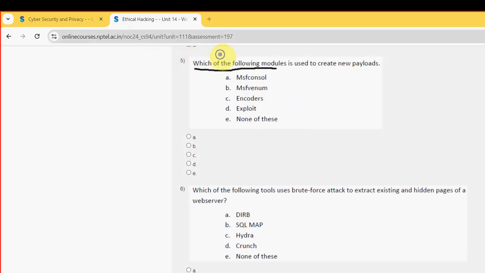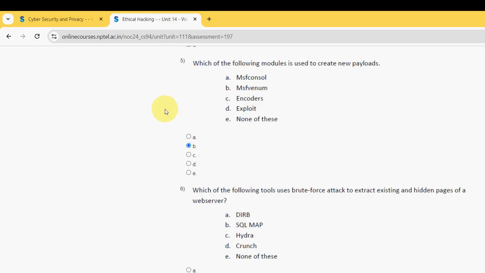Which of the following modules is used to create new payloads? So for fifth question, the probable answer is option B guys, that is MSF venom. So mark option B guys. Next, moving on to the sixth question.